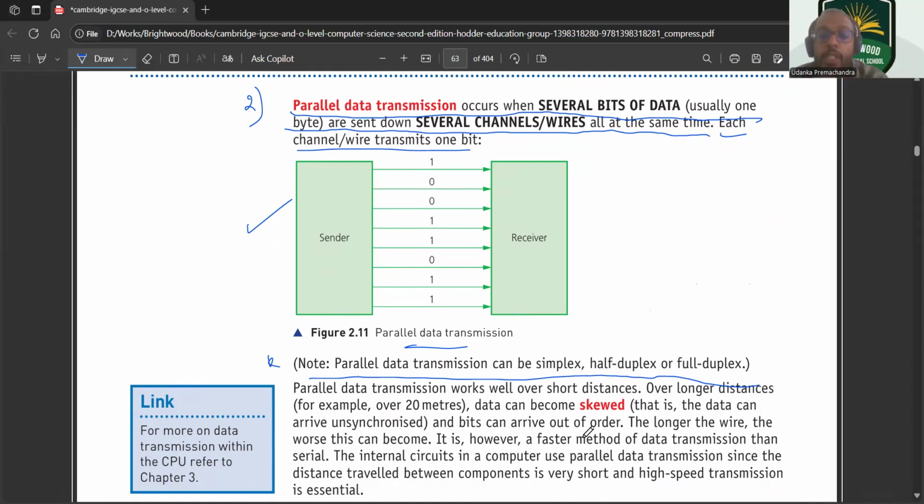Parallel data transfer works well over short distances, not over long distances, like 20 meters or so. Okay, so parallel data transmission works well over short distance.